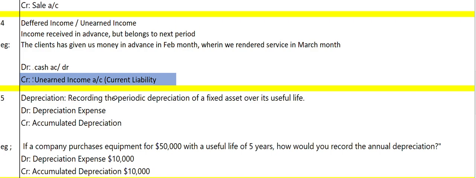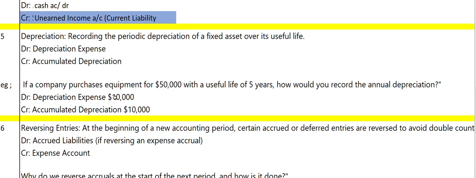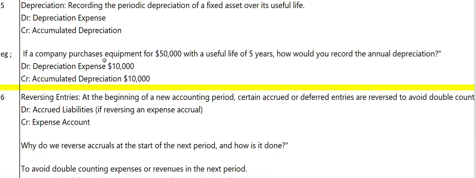The fifth one is depreciation. It is recording the periodic depreciation of a fixed asset over its useful life. So the entry is depreciation account debit to accumulated depreciation. For example, if a company purchases equipment for 50,000 with a useful life of 5 years, how would you record the annual depreciation? The entry would be depreciation account debit to accumulated depreciation. Depreciation goes in the P&L account and the accumulated depreciation goes into the balance sheet.